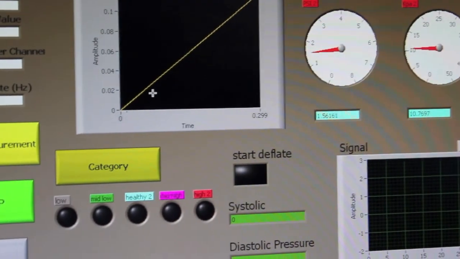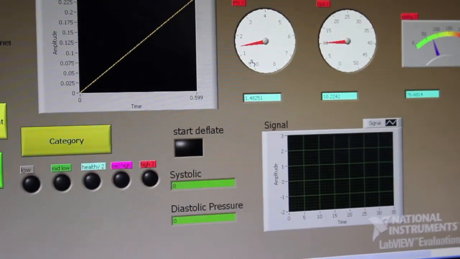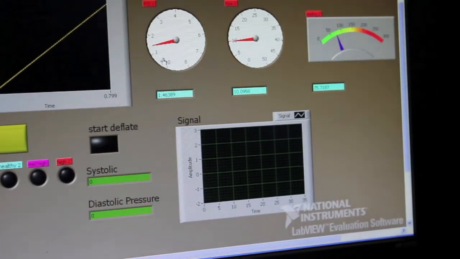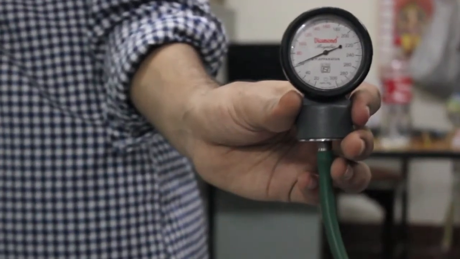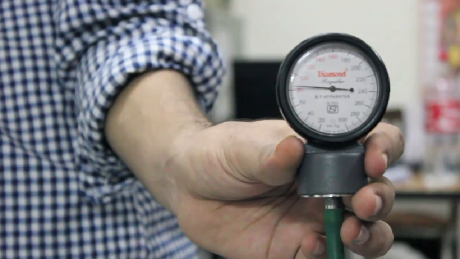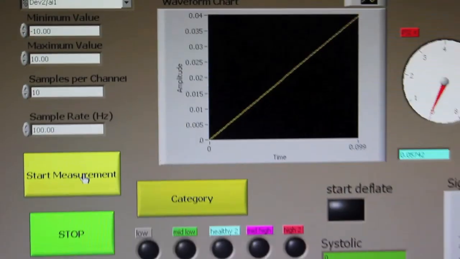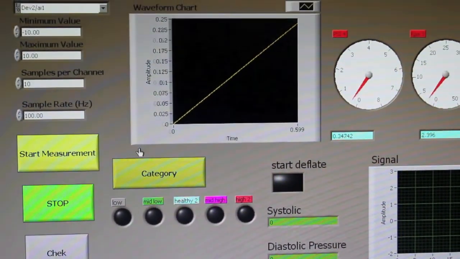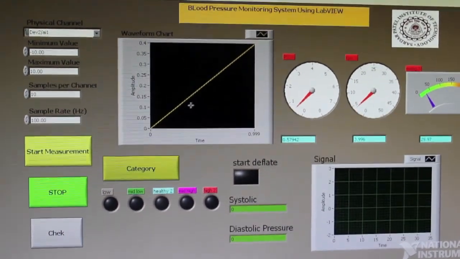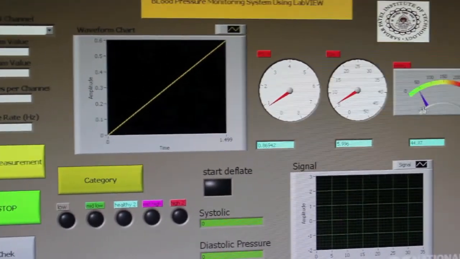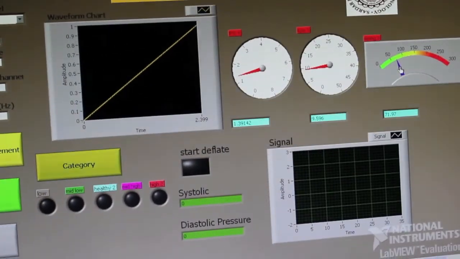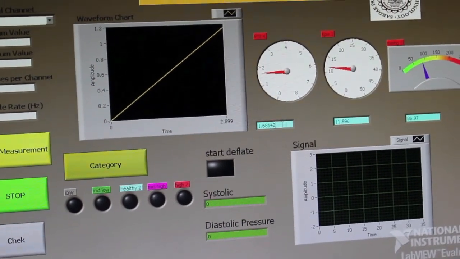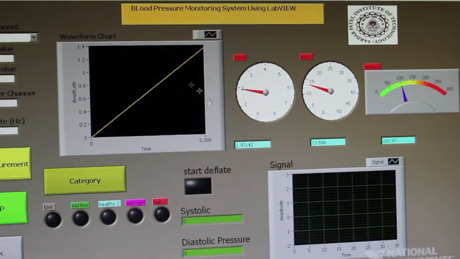As soon as I click on start measurement, this will show me some change in mmHg as well as the corresponding kilopascal values and psi values. As you can see from the dial, it's showing me around 80 mmHg. As you can see, the output voltage is linearly increasing, and according to that, the mmHg values are also increasing. On my side, the pumping is also going on, that is inflation, and the kilopascal and psi values have also reached the corresponding mmHg values.